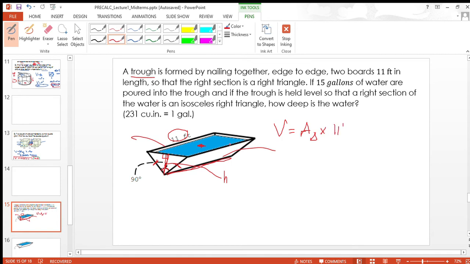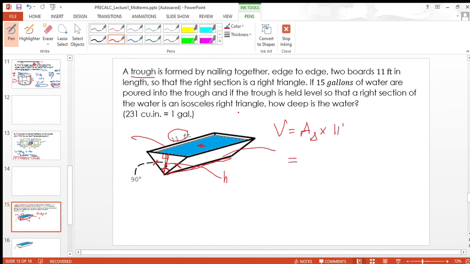We would flip it over, but we won't, because the water will spill. Anyway, just to be able to apply the formula, we look at volume as base, so the base here is our isosceles triangle times the height, which is 11. And what are we looking for again here?